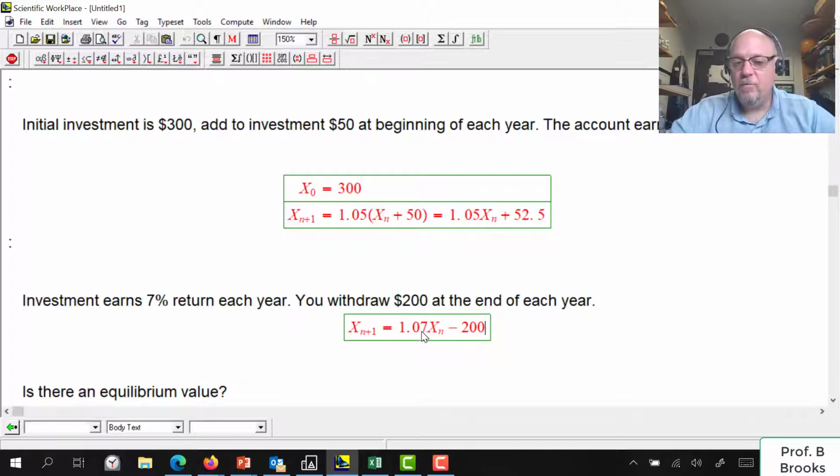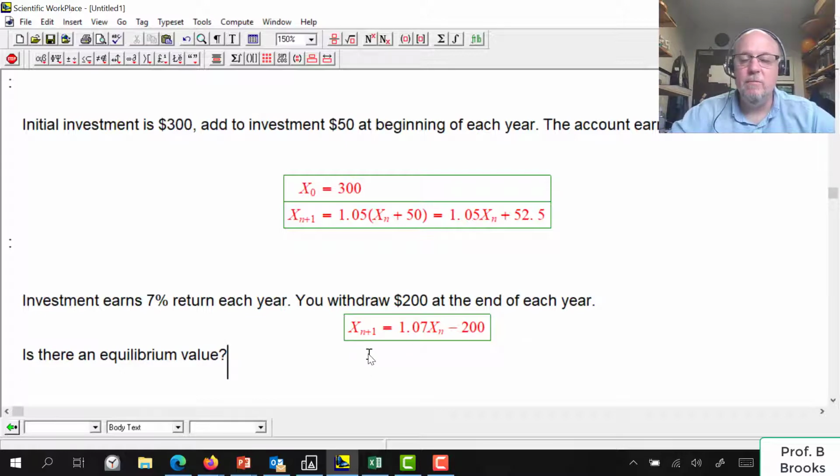Now, if I'm making 7% on my money, if this 7% that I made, the profit, is more than the $200, then the account will grow. If it's less than the $200, then I keep taking out more money than I make every year, then the account shrinks down to nothing. So this question of is there an equilibrium value, let's figure that out.